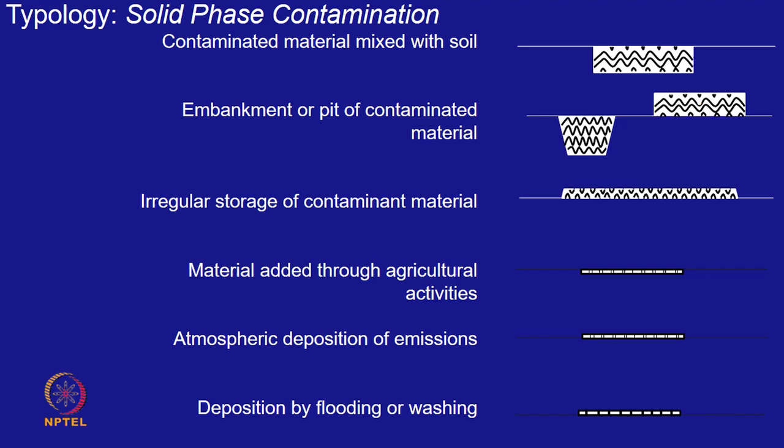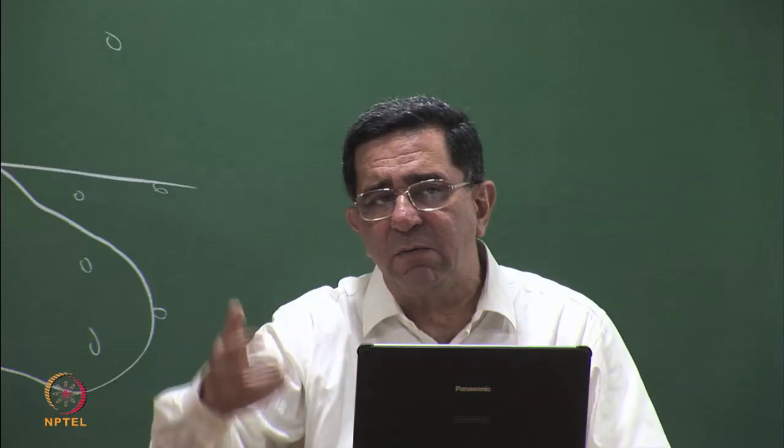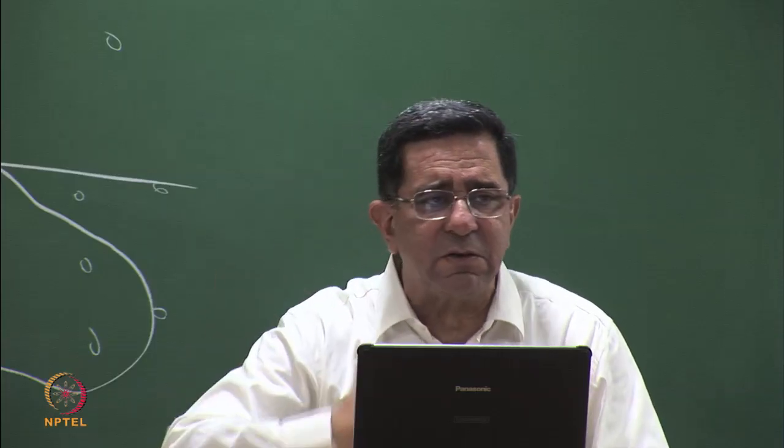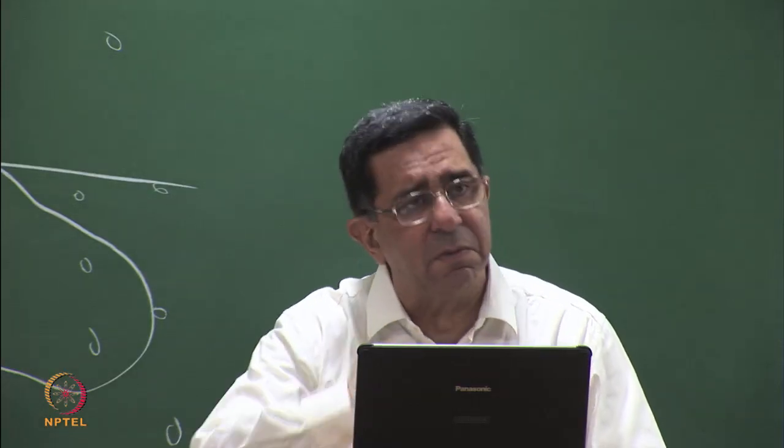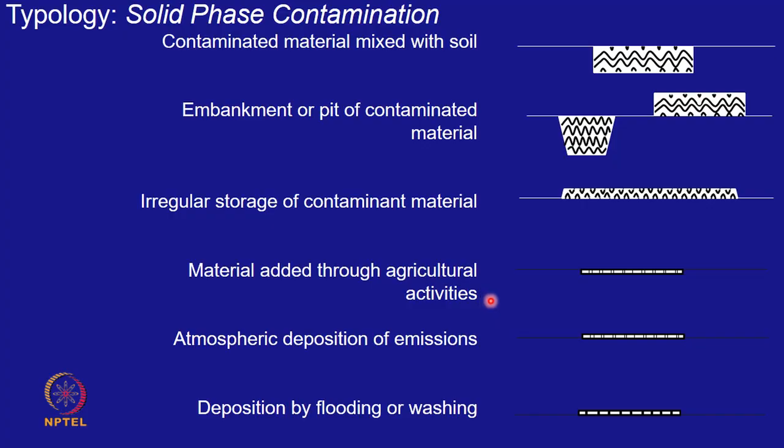Material added through agricultural activities, we are always doing some modifications at the top. We are using pesticides and other kinds of pest control chemicals. They may be excessive. So, they will get mixed at the very top layer of the soil, very, very thin top layer of the soil.